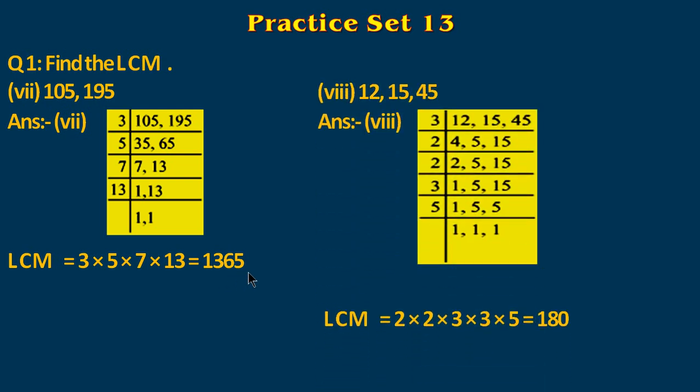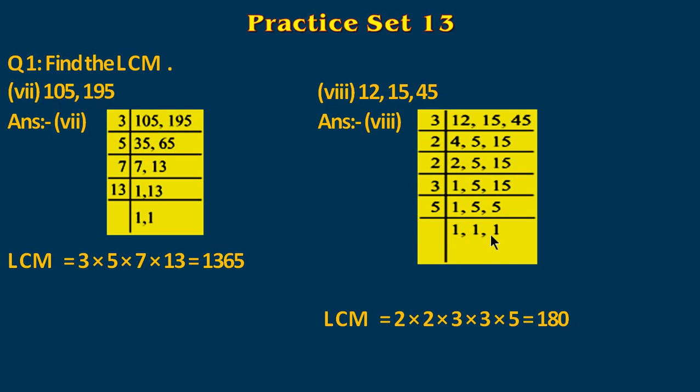The next sum 12, 15, 45. Now 3 4s are 12, 3 5s are 15, 3 15s are 45. Again we'll take 2 here, 2 2s are 4, 5 will be written as it is, 15 will be taken down. Again 2 1s are 2, 5 and 15 will be taken down. 3 5s are 15, 5 will be taken down, and then 5 1s are 5. Now you can see the end is 1 1 1.